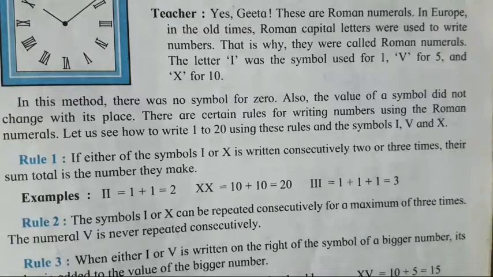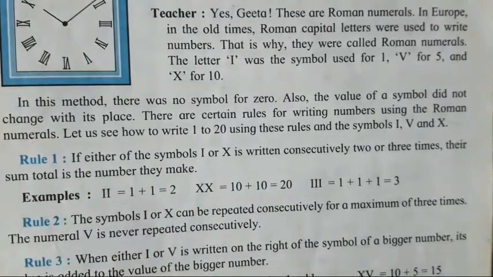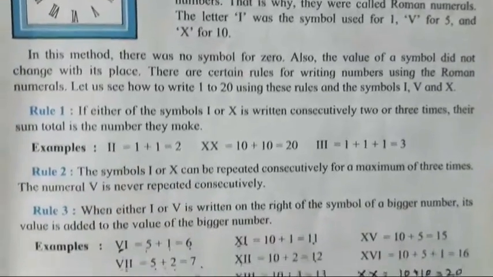When we write the same alphabet twice or thrice, the value keeps on adding. We have to add it. This is the first rule.